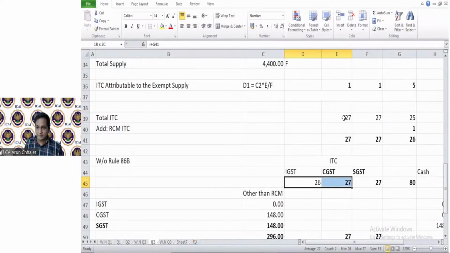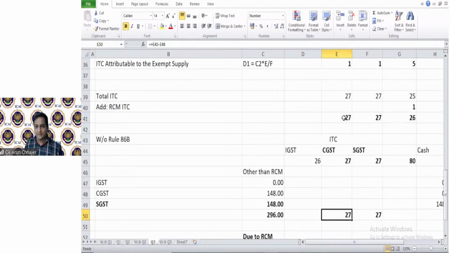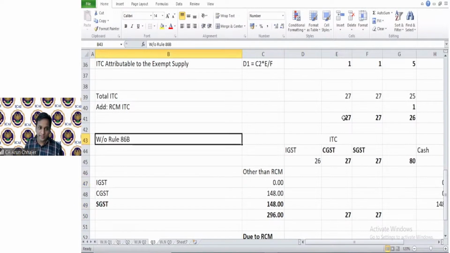Now, please tell me how much ITC I can use, how much tax liability I have to pay. Here, you have to also give one exclusion that we are not considering the rule 86B because 296 lakh. Again, the taxable value of this particular, in this case, would also exceed 50 lakh. So you have to give the assumption that we have assumed that Rule 86B is not applicable, and therefore we have calculated without applying the concept of 86B.